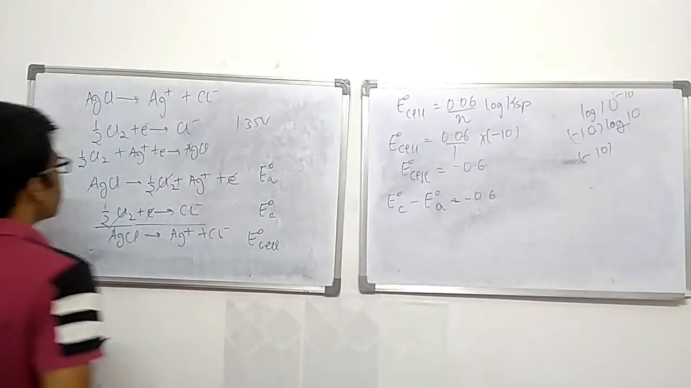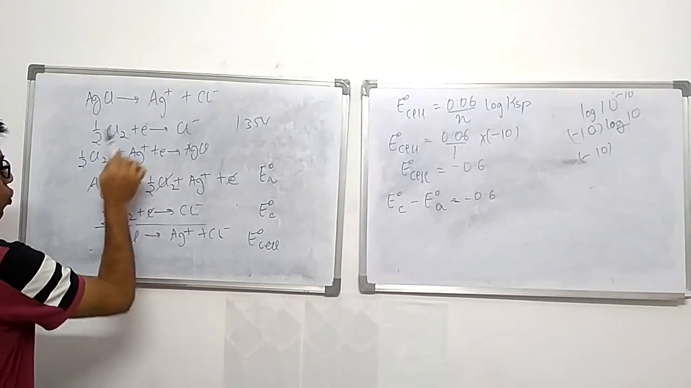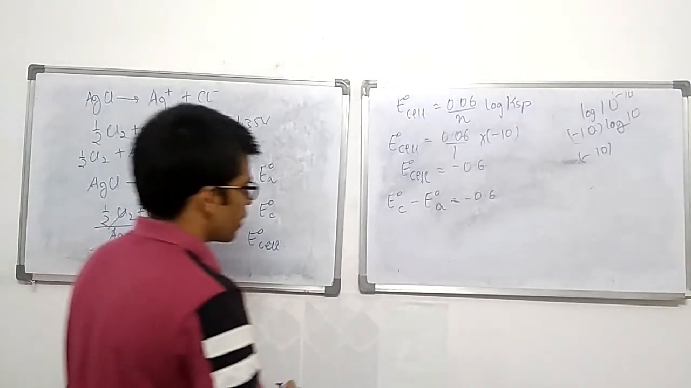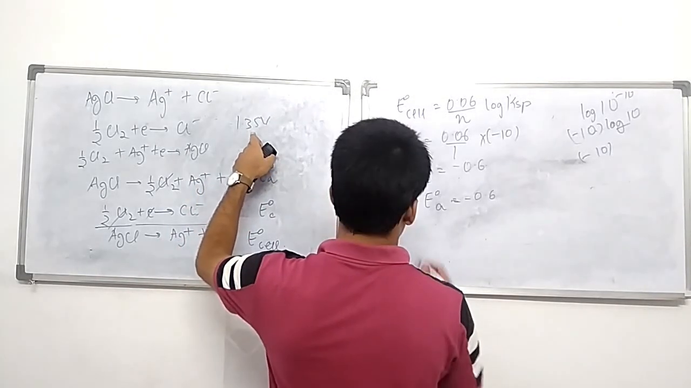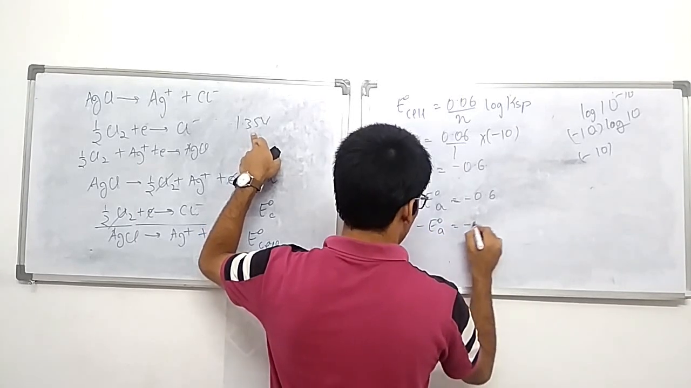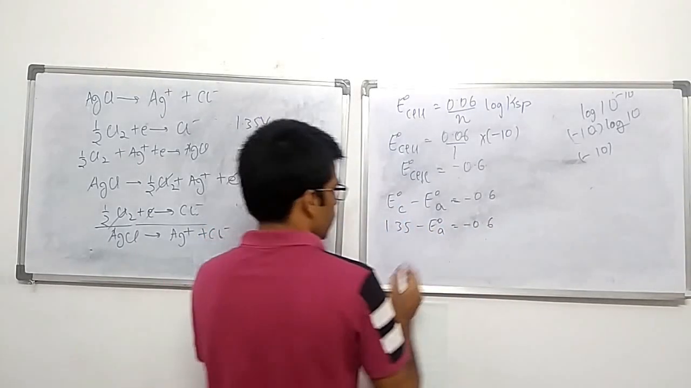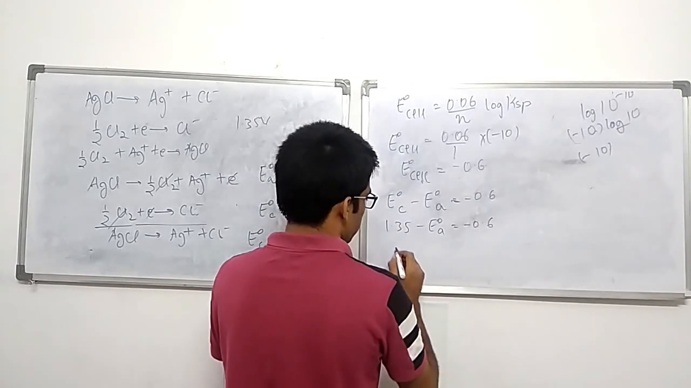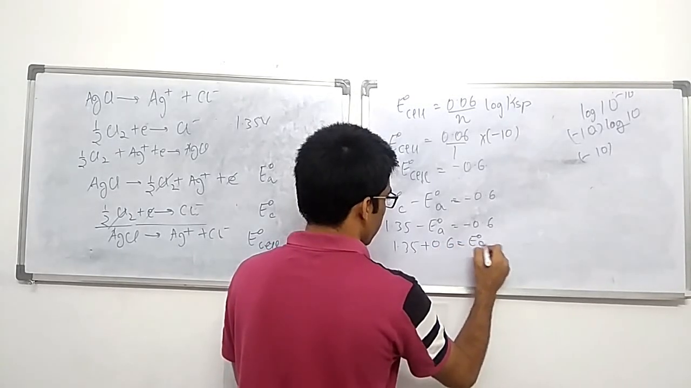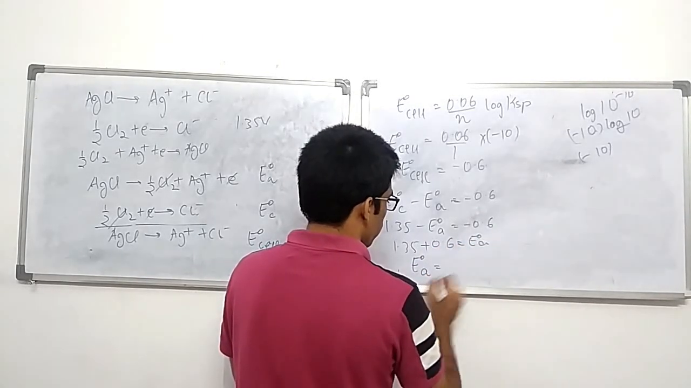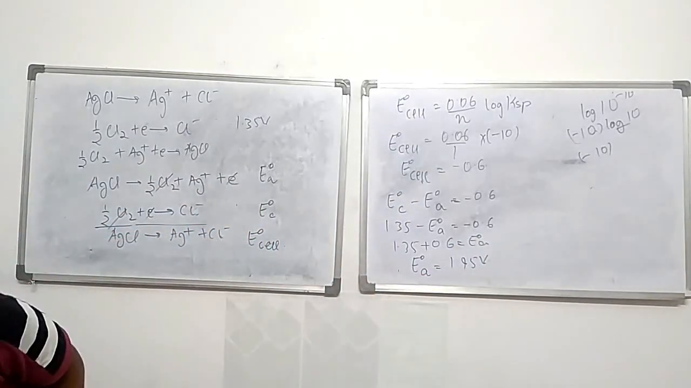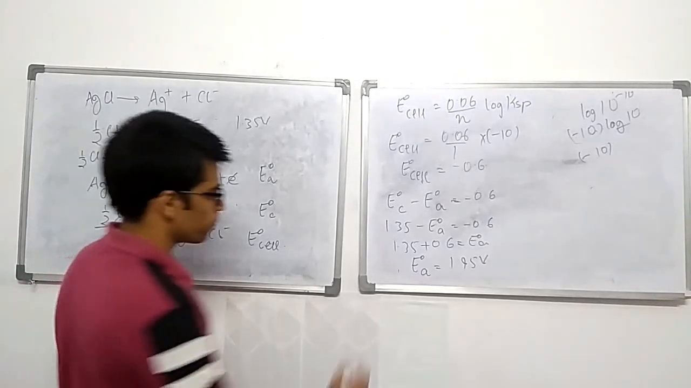So I was given the electrode potential for the cathode, and I have to find it for the anode. The cathode is 1.35, so I get 1.35 minus E naught anode is equal to negative 0.6. So E naught anode goes here, 0.6 here, so I get 1.35 plus 0.6 is equal to E naught anode. That would give me E naught anode is equal to 1.95 volts, which is option number D.